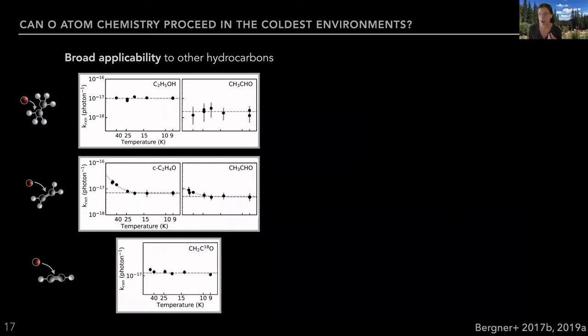All right, and we obviously want to know if we can make organics beyond just methanol. So the next step was to see whether this type of chemistry can actually proceed in larger hydrocarbons. We tested oxygen atom reactions with the C2 hydrocarbon series. And indeed, we find that a whole suite of different oxygen-bearing organics that are fairly large and complex can be produced by this type of chemistry.